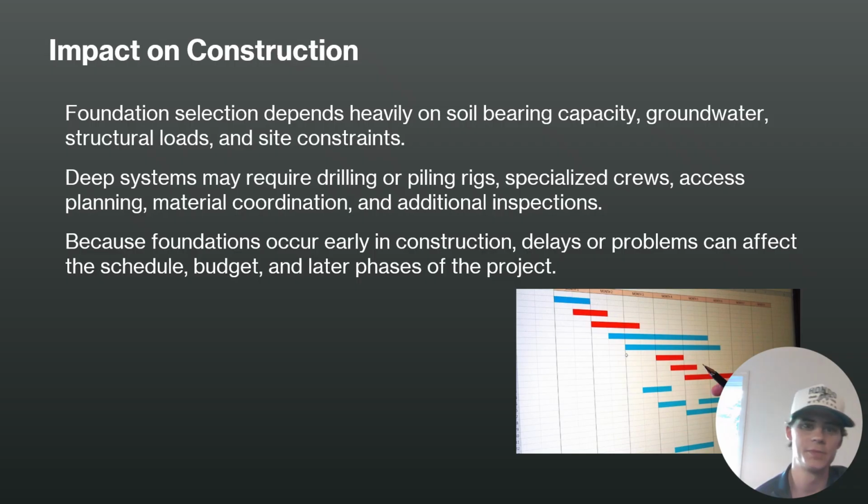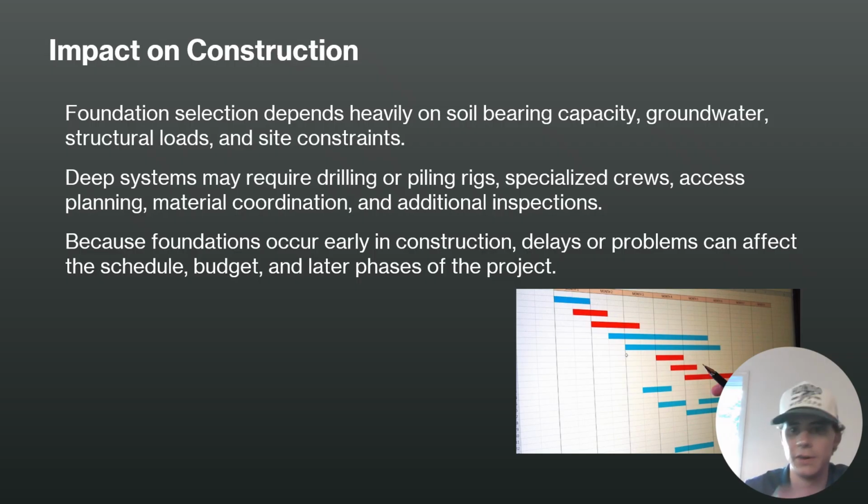From a construction management standpoint, the foundation system affects much more than just the structural design. Deep foundations can require specialized equipment such as drilling rigs or pile driving equipment. The project team has to make sure that they can access the equipment on site and that the foundation work is properly coordinated with other activities. Soil conditions, groundwater, weather, material deliveries, inspections, and subcontractor schedules all have to be considered.